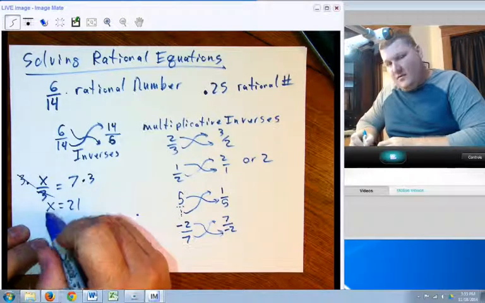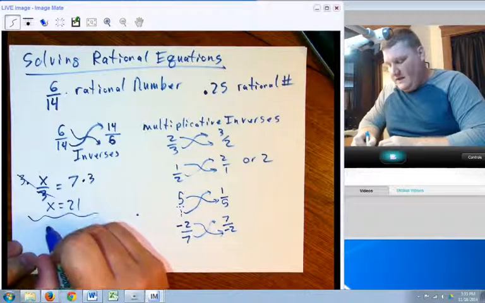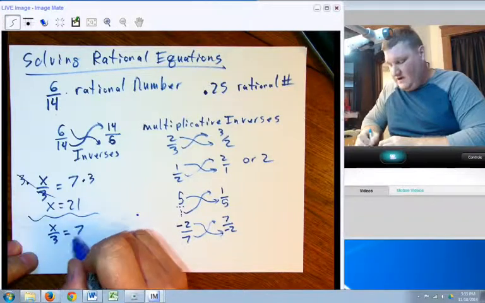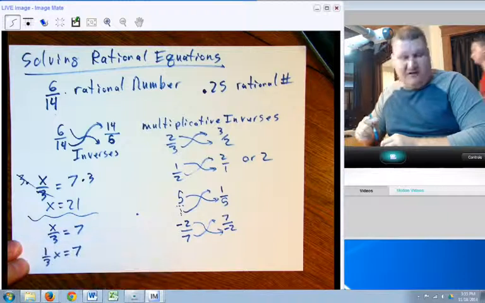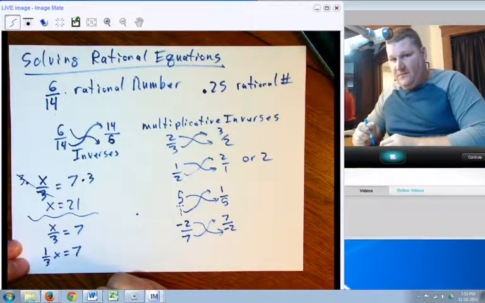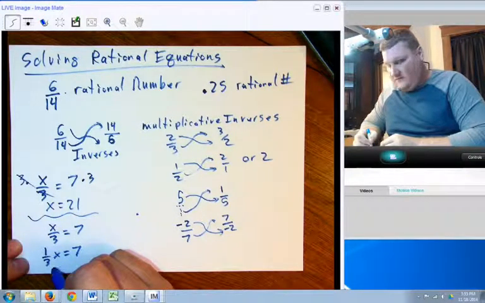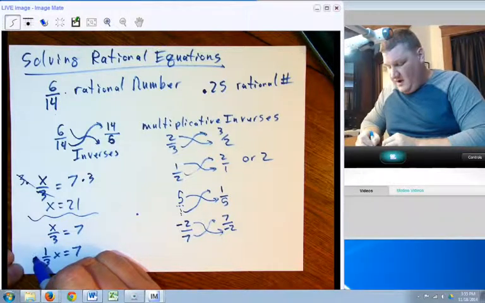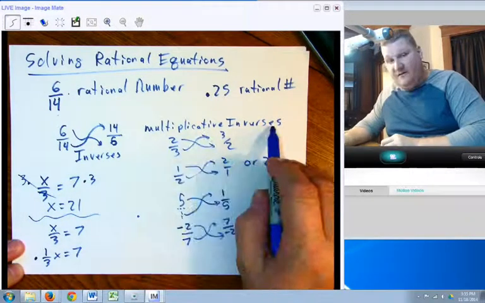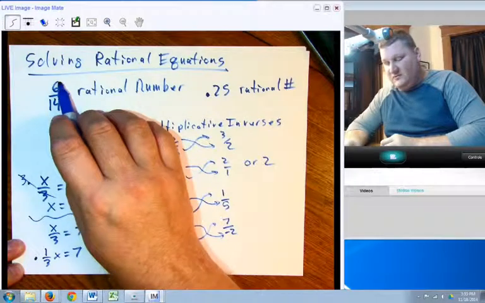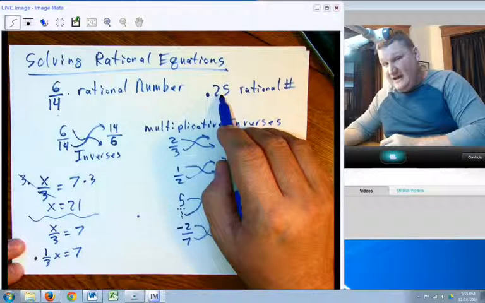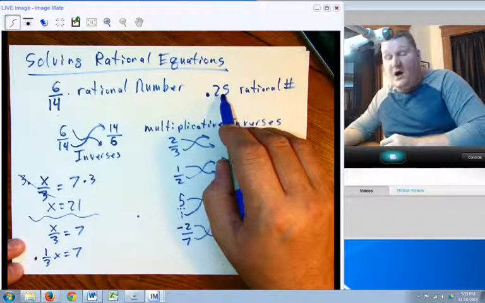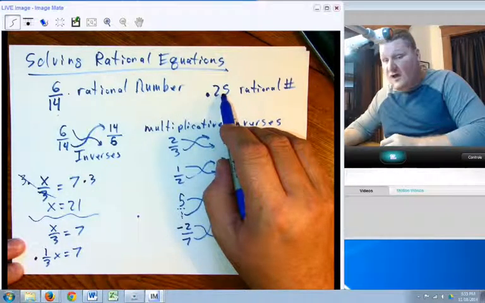Well, another way to write this, though, would be x over 3 equals 7. So 1/3 x equals 7. Now, if I have 1/3 of x equals 7, if I multiply it by its multiplicative inverse, so a rational number is anything that's created by division, and that would include decimals. So if I take 1 and divide it by 4, it's 0.25. The 0.25 was created by division.